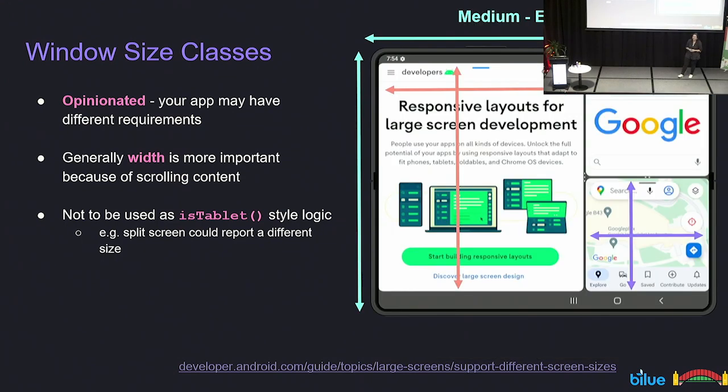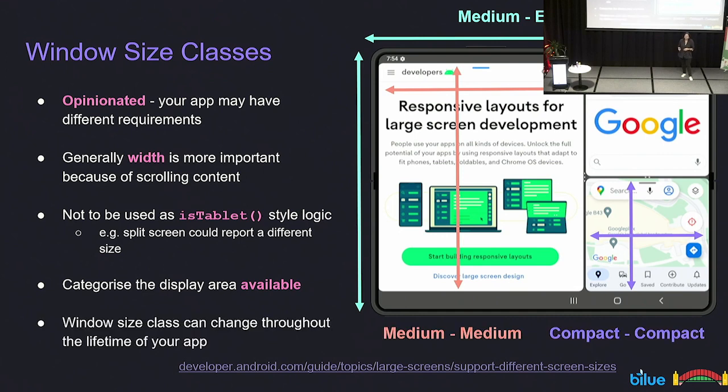So in this example here, in the orange there, I've got medium. The smaller app, I think this one here, the map there in purple, that's compact, whereas the actual device is medium and expanded. So you can see all of these apps that are displayed on this device would report different sizes. So we can't just make an assumption because it's sitting on a tablet that we can show just the tablet view. So we want to categorize the display area that's available. And don't forget the window size class can change throughout the life cycle of your app. At any time, the user could move these and make these larger or smaller, and we need to respond appropriately.